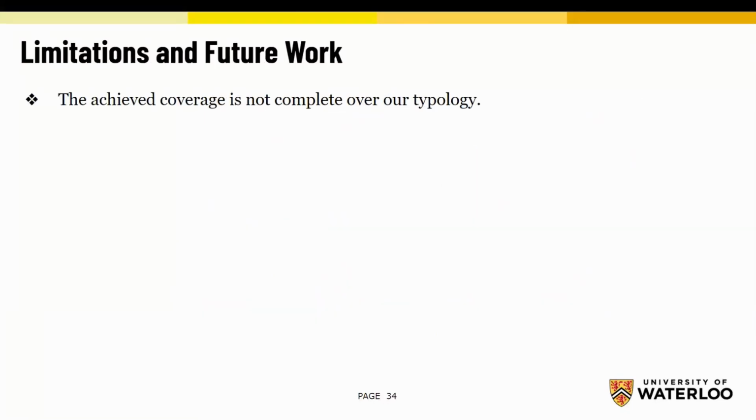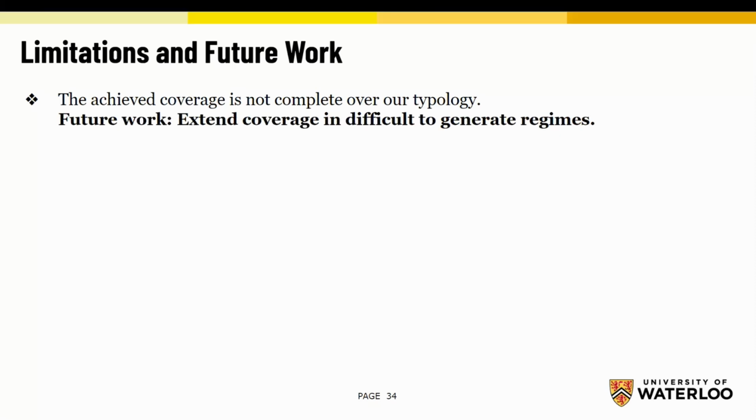Limitations and future work. The achieved coverage isn't complete. There are still some X's in our coverage. Future work could extend the coverage to cover all these types of scenarios. In particular, since the main problem is that we don't have the exact lane geometries we need to generate the ones we're missing, you could try to manually generate these lane geometries and just shove them in and see if these generators can create what we need automatically. Alternatively, you could look at trying to modify the generators themselves.